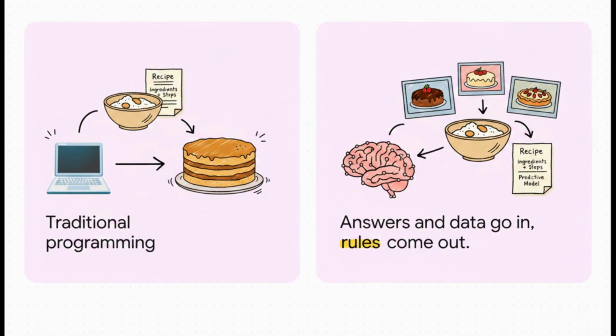Think of traditional programming like giving a computer a highly detailed recipe. You give it the ingredients, which is your data, and you give it the exact recipe, which is the program. The computer executes the recipe and gives you the cake, which is your output.